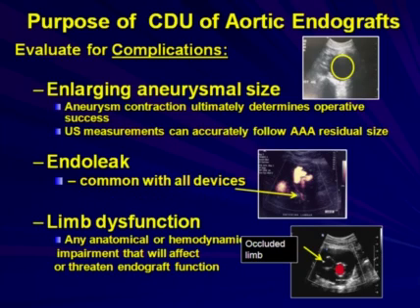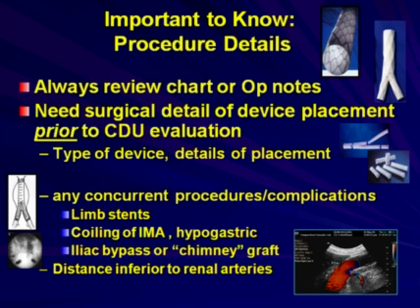Our purpose of looking with ultrasound at these endografts is really to monitor this aneurysm size and make sure it's not enlarging, because aneurysm contraction ultimately determines the operative success of these, and we know that we can follow the aneurysm size accurately to follow these serially. Endoleak is common with all of the devices, and we'll talk quite a bit about that. And then limb dysfunction is any anatomic or hemodynamic impairment that's going to threaten the function of that graft.